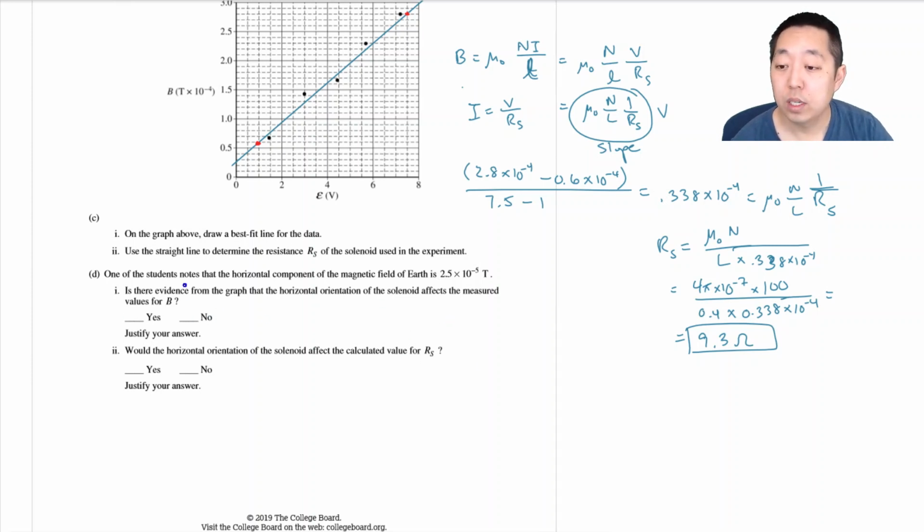That's fine. One of the students notes that the horizontal component of the magnetic field is 2.5 times 10 to the minus 5 Tesla. Is there evidence from the graph that the horizontal orientation of the solenoid affects the measured values for B? Yes, I have a y-intercept here.